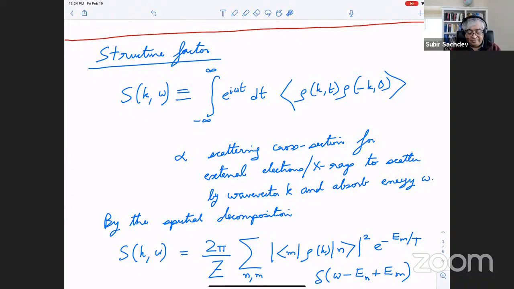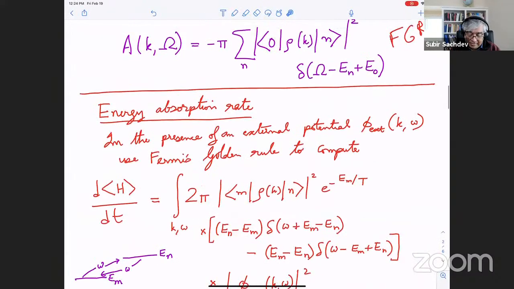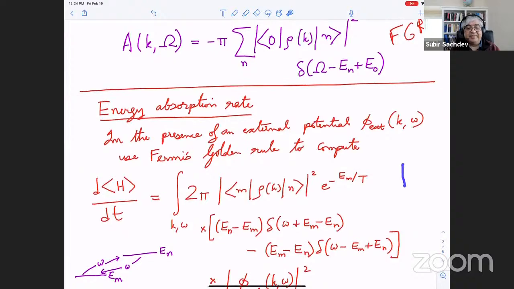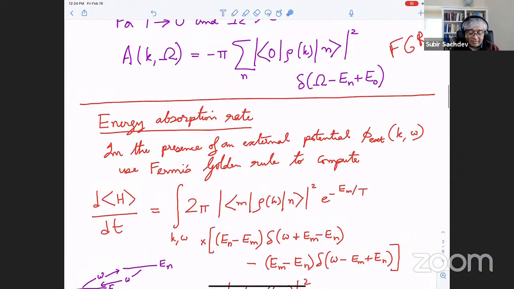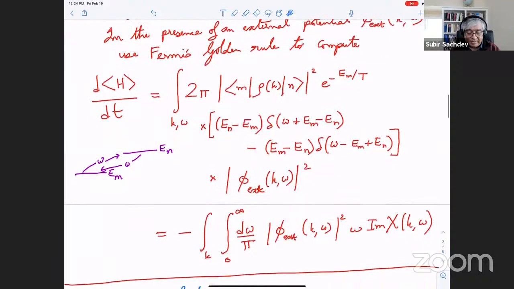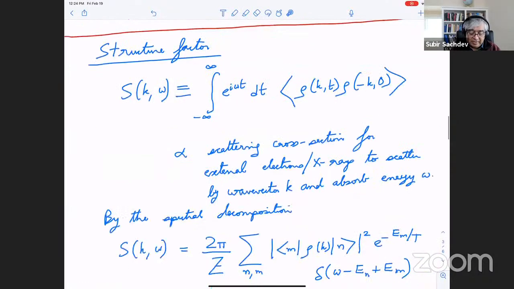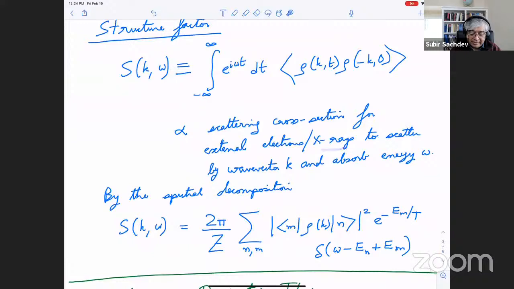And then if you start there, it's very much like the Fermi's golden rule calculation here, but you're doing a slightly different thing. You're not computing the energy absorption rate, you're computing the probability that your external perturbation, which could be X-rays or neutrons or anything, coupling in this case to the density, gets scattered. What's the cross-section? Well, the scattering cross-section is given by the Born approximation. The Born approximation has certain phase factors, and it's got the matrix element squared, basically.